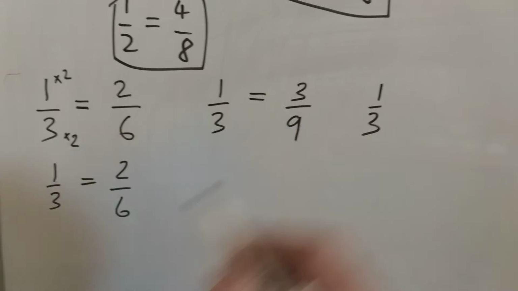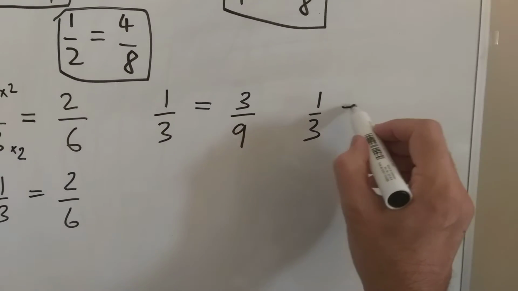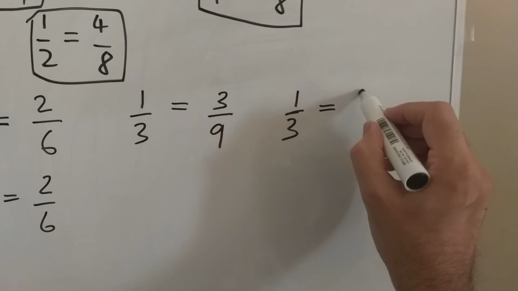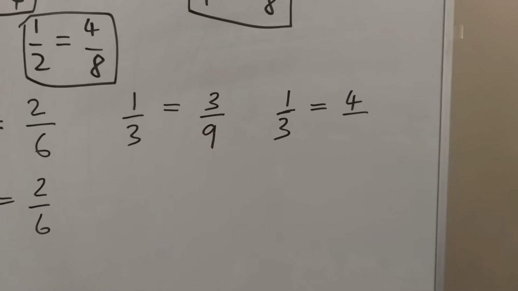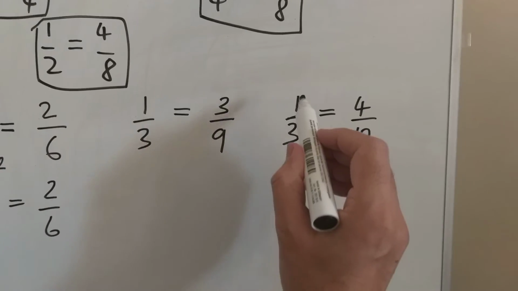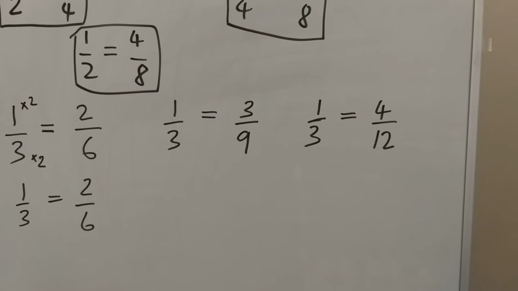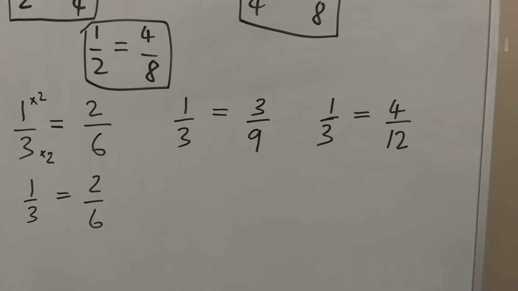Let's do 1/3 again. If I multiply the numerator and the denominator by the number 4, 1 times 4 is 4, and 3 times 4 is 12. So the fraction 1/3 is equal to 4/12. So there can be many equal fractions for any one given fraction.